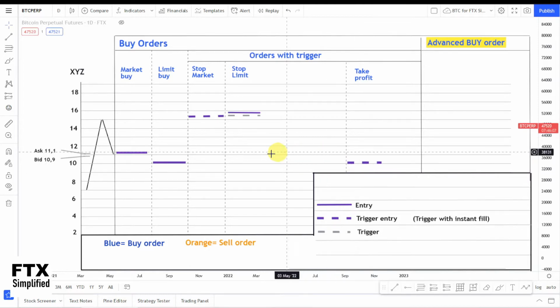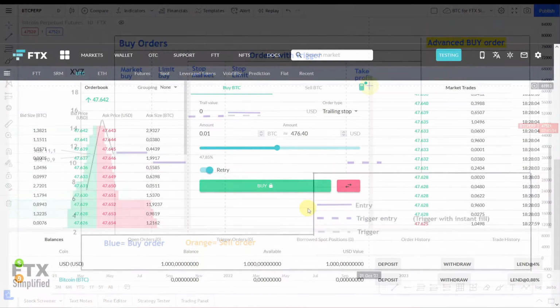And now I hear you thinking, why are you not using the limit buy order? And well, the difference is with the take profit buy order, your orders do not show up in the order book. So if you want to buy a really big position, it could be interesting. And for the order entry, we will jump to the FTX platform.